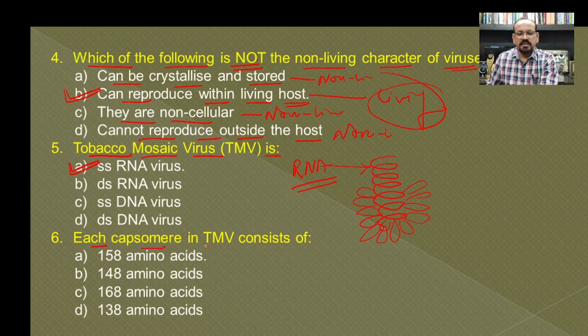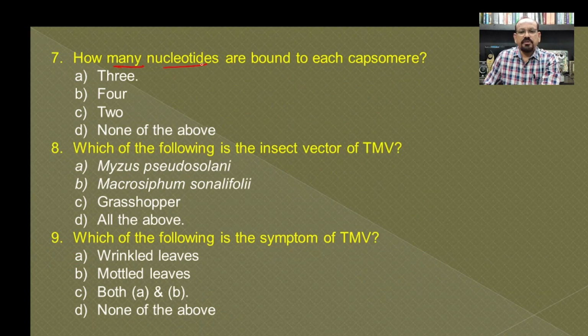Then each capsomere in tobacco mosaic virus consists of, if you see the total number of amino acids in each capsomere, there are 158 amino acids in each capsomere. So this is now the capsomere, and in each capsomere there are 158 amino acids, and hence A will be the correct answer. Then how many nucleotides are bound to each capsomere? If you see the one capsomere which is binding to the particular RNA molecule, from that RNA molecule there is an attachment of the 1, 2 and 3 nucleotides, and hence 3 will be the correct answer for this question.